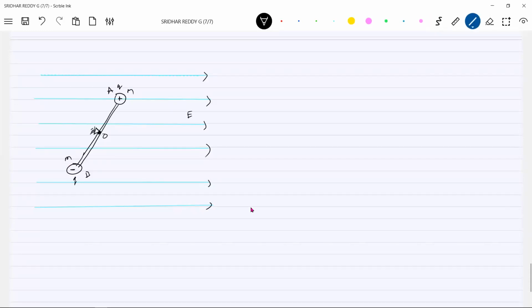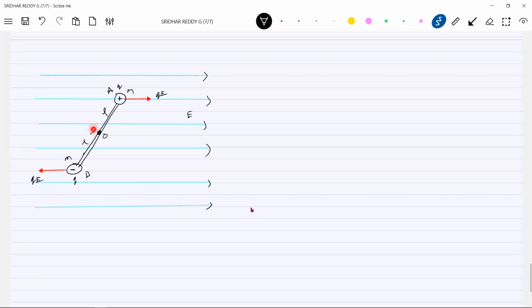The positive charge, in what direction will it experience a force? In the direction of the field. And the negative charge will experience a force opposite to the field. So let me take, this is L, this is L, this is QE, this is QE. Is there any torque acting on it?